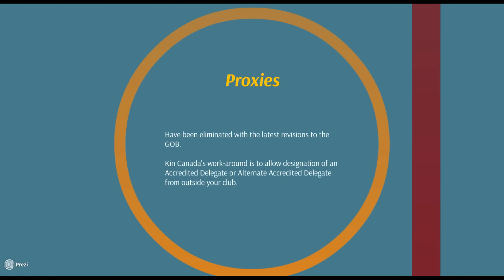The other main change that we have now is the fact that proxies will no longer be used. Kin Canada has set it up so that one of the alternate delegates on your delegate form can be from outside of your club, as long as they're a member of a club that is in good standing. Make sure that their name is last on the list, since alternates will be accepted only in the order that they're written on the form. If someone from your club is a delegate, you want to make sure that they get the vote before someone from outside of your club.